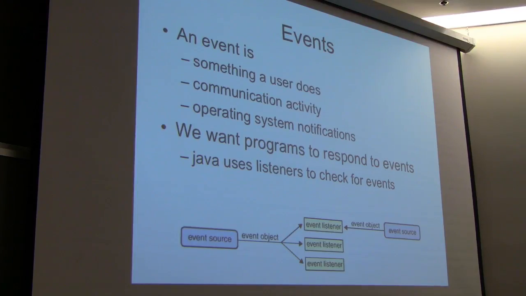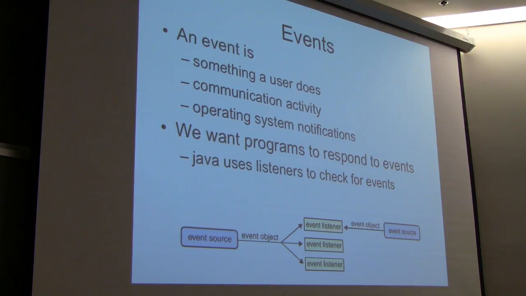So in Swing, like many user interface programs, we have events. Events are things like a user clicking a button, or changing a checkbox, or typing some text. Or it could also be something like the network saying something has happened, or the system saying something has happened. So it doesn't have to be a user. It can be just some external thing has happened that your program is going to respond to.